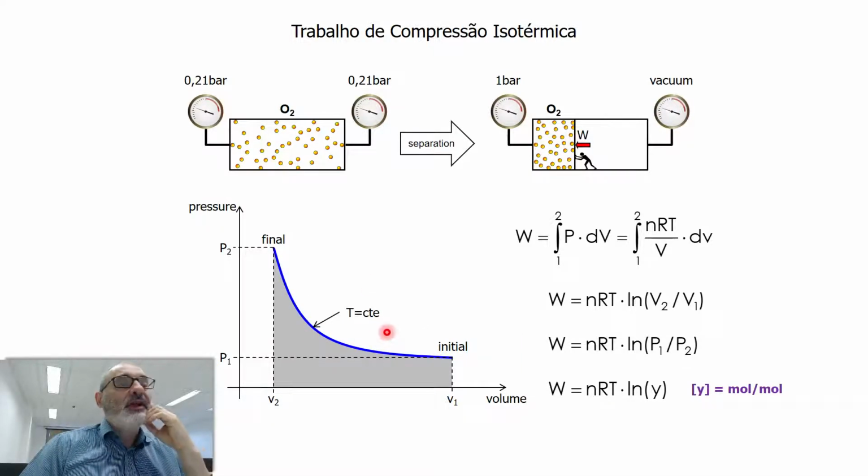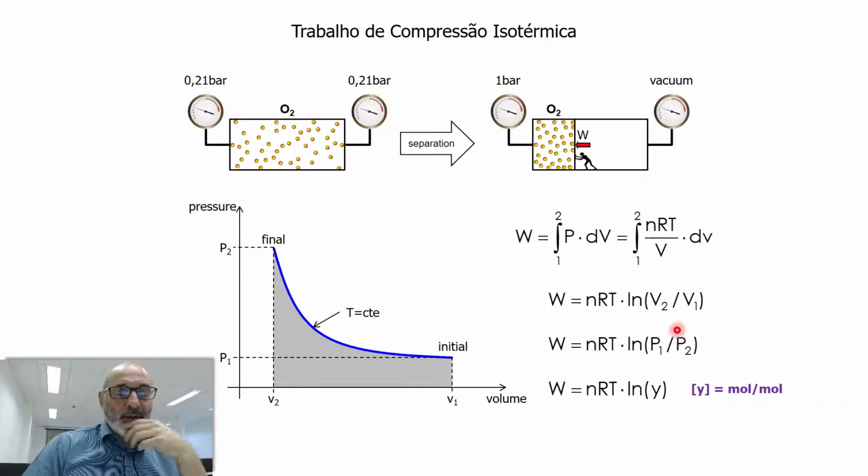this process is occurring at constant temperature, so it's easy to calculate this. The work is always PdV, force times displacement. And since it is a perfect gas, I can use the perfect gas law and write pressure in terms of temperature, nRT divided by V. After all integrations, I get W equals nRT times ln of V2 divided by V1.